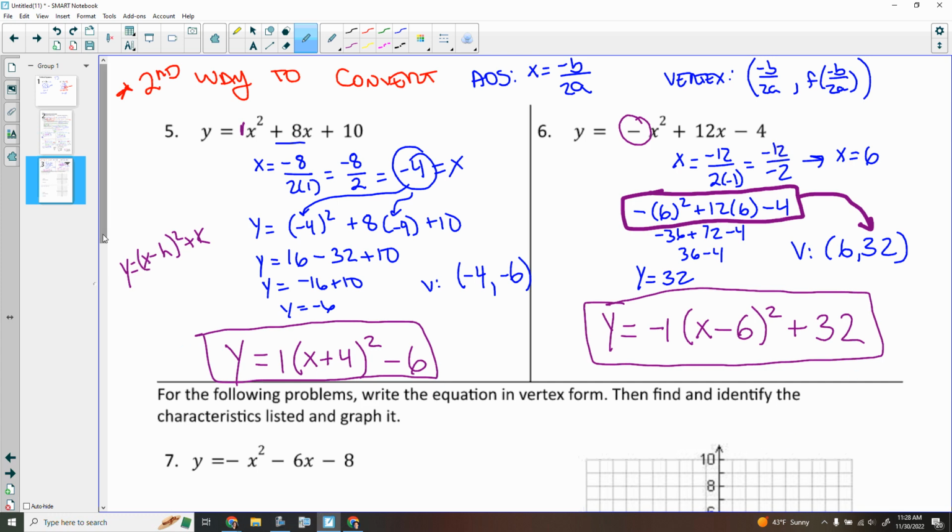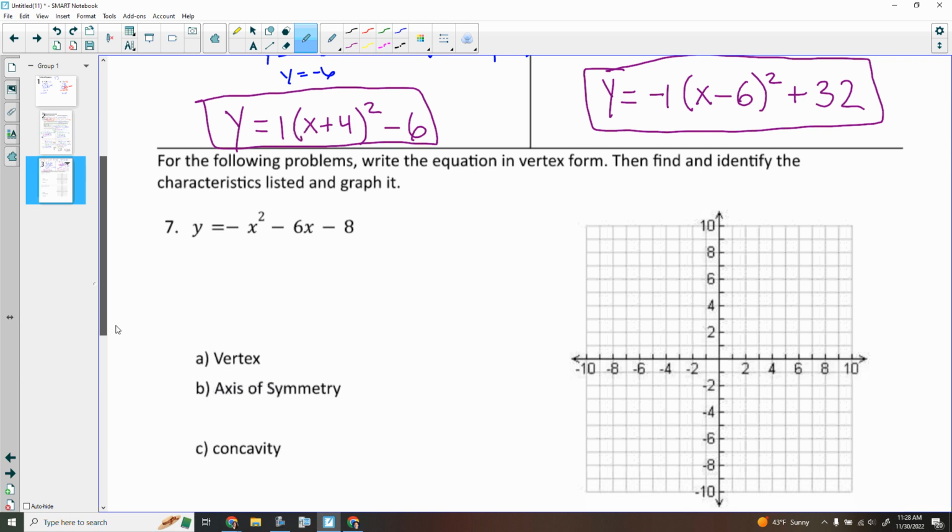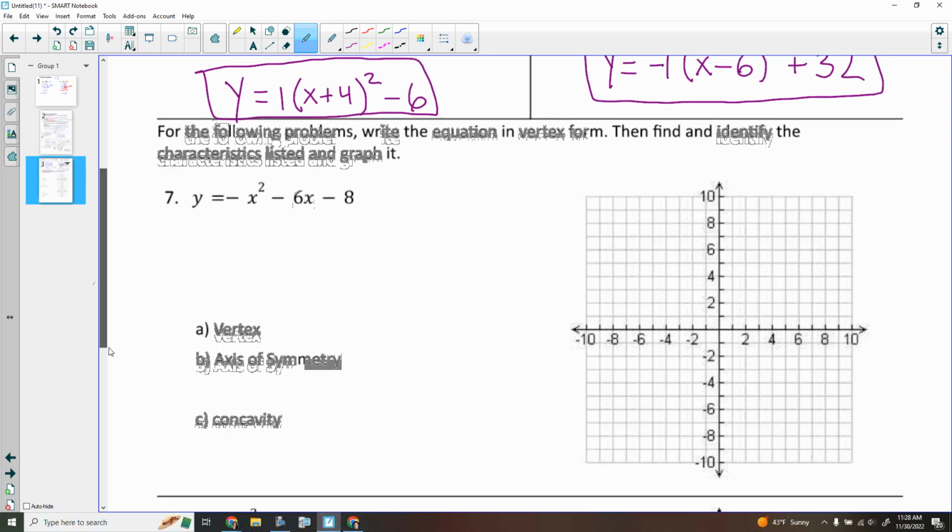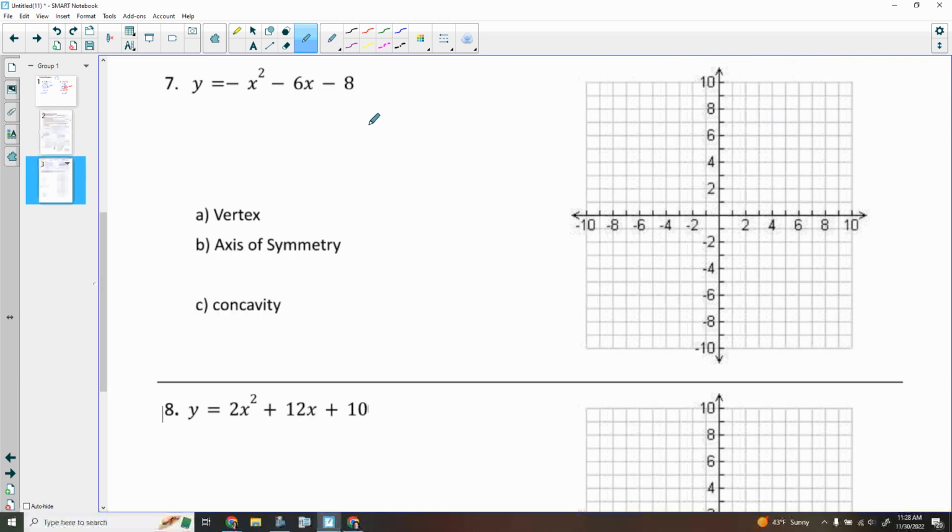Okay, using whichever method you choose, go ahead and do 7 and 8 in your notes and get it into vertex form, and then go ahead and graph it and identify those other characteristics. Hopefully this wasn't too painful, and we'll continue to go over this tomorrow when I return.